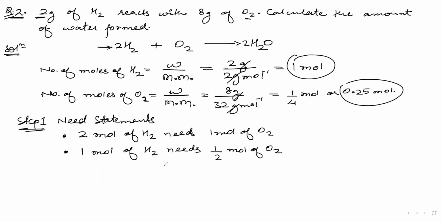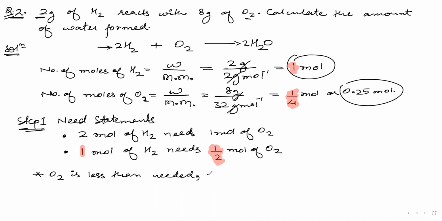So now, the thing is that we have 1 mole of H2, right? Yes. So 1 mole of H2 is requiring how much? Half moles of O2. But we have how many moles of O2? 0.25. Okay, 0.25. So is it more or is it less? Less than required or more than required? O2 is less than needed.